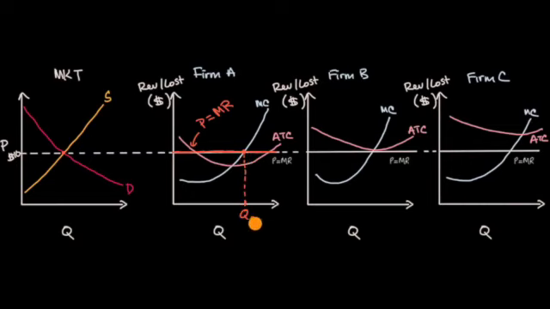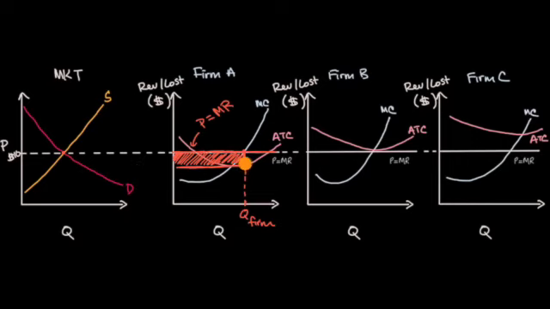So I'll say quantity for that firm. Now, is this firm going to be profitable or not? Well, at this quantity, what's its average total cost? Its average total cost is right over there. And so for every unit, it's going to make this difference between the price or the marginal revenue it's getting and its average total cost. And so one way to think about the profit of this firm, and we're talking about economic profit, is that it's going to be the area of this rectangle right over here.